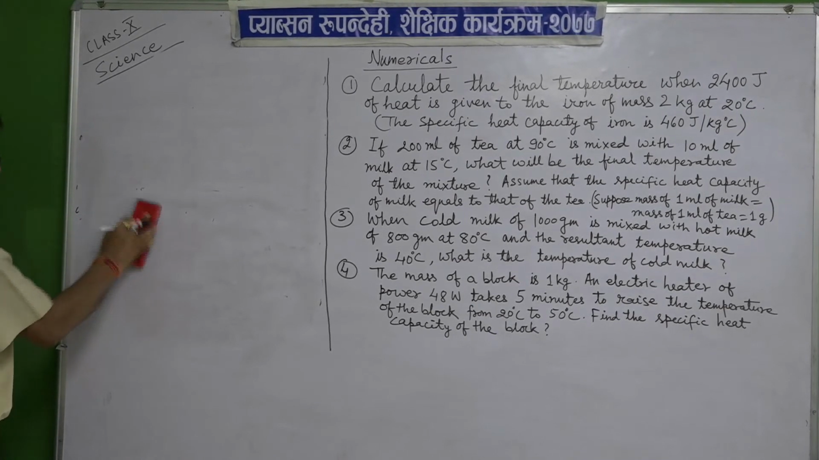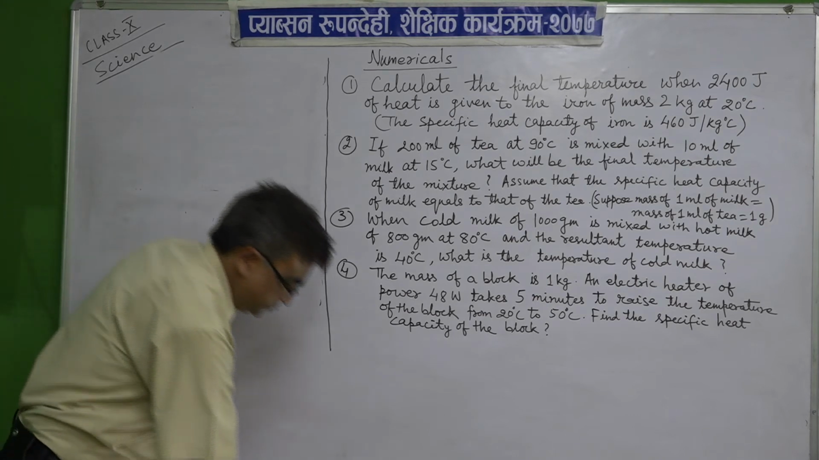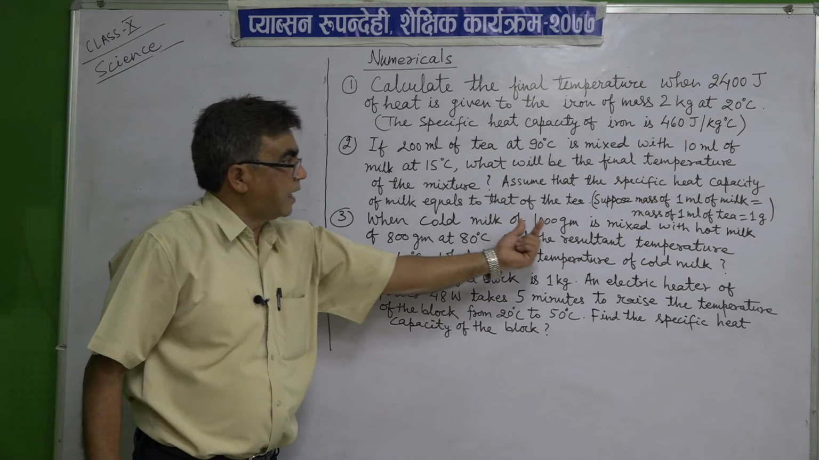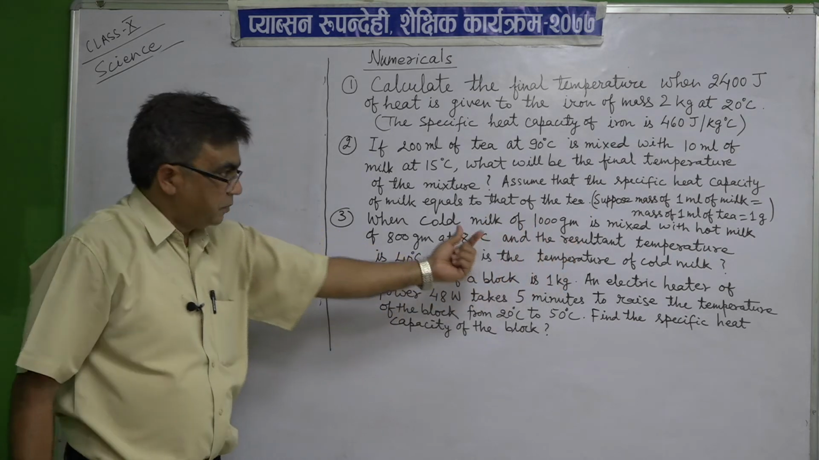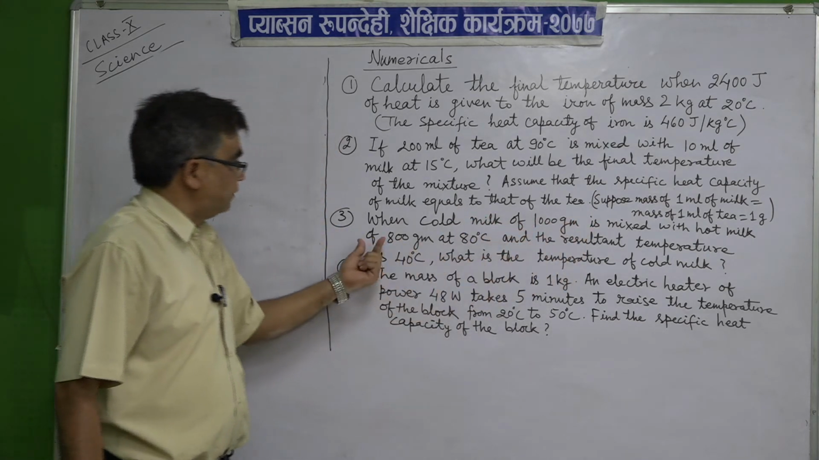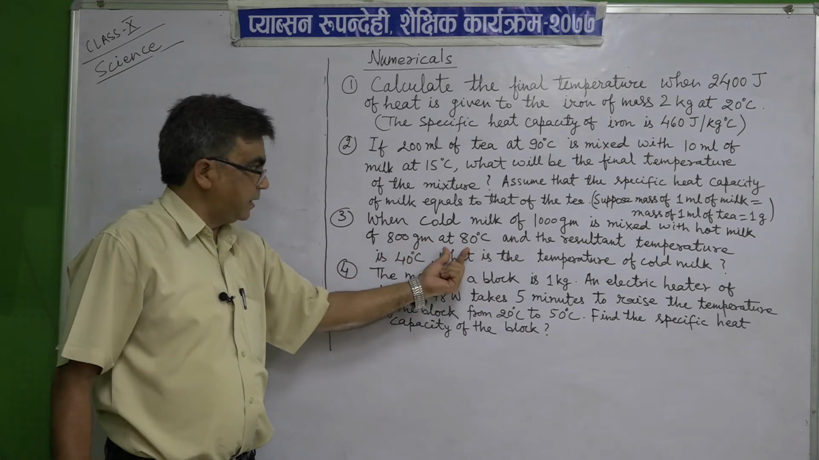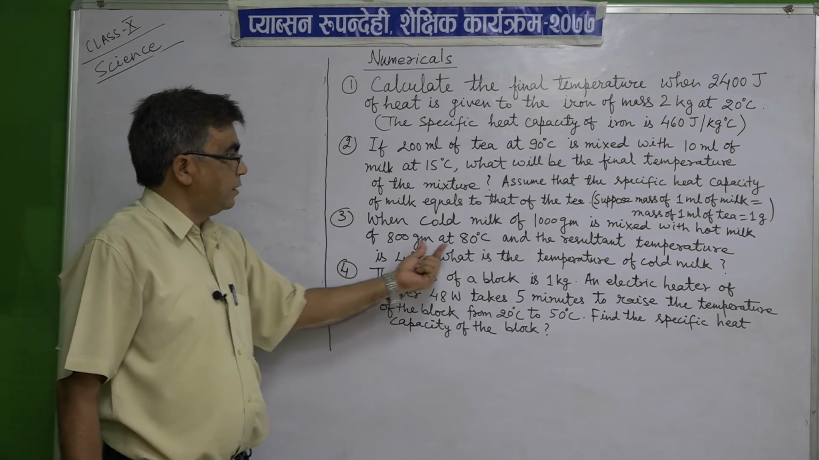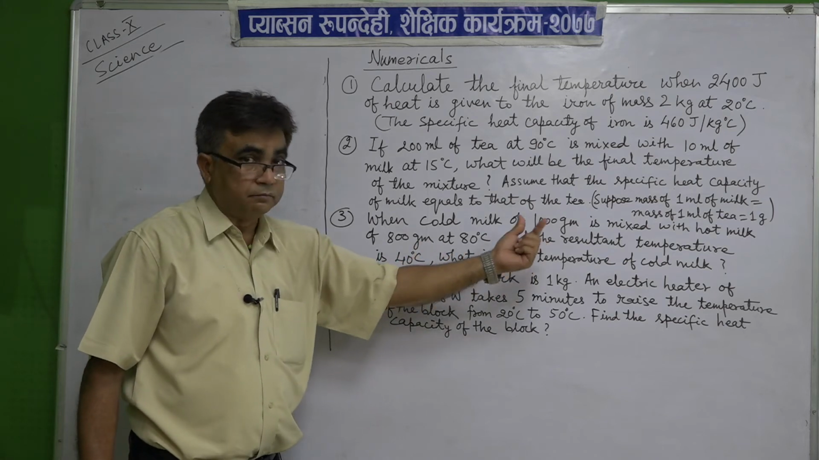If you will say question number 3, when cold milk of 1000 gram is mixed with hot milk of 800 gram at 80 degree centigrade and the resultant temperature is 40 degree centigrade, what is the temperature of cold milk?